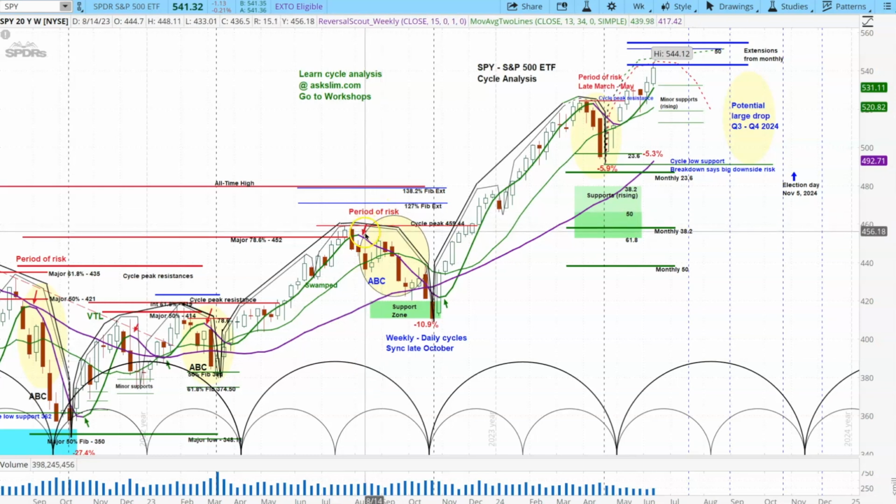Once the momentum turned down, and that's our reversal scout right over there, it then tells us they're both going to move down together, and you could see we got this correction in here that was 10.9% in the S&P 500. This correction over here, you see it came later.